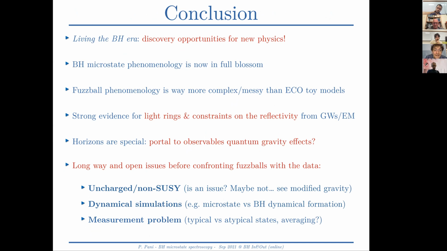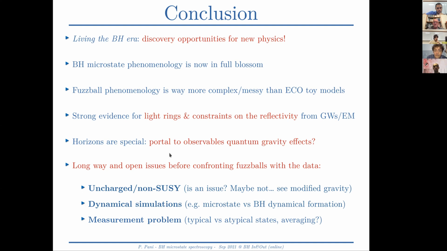Okay, so conclusion, we are really living the black hole era right now. There are plenty of discovery opportunities for new physics, and I think the black hole microstate phenomenology is now in full blossom, which is great. There has been a lot of development recently. It's definitely more complex than many toy models studied in the past, but by understanding it better, we should be able to put interesting constraints. For those of you interested in quantum gravity, maybe quantum gravity effects are out of reach, but if they are not, event horizons would be very important to look for them, because they are special in many ways. They might be a portal to observable effects.